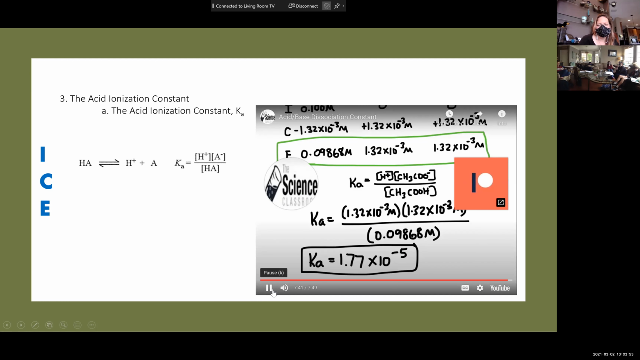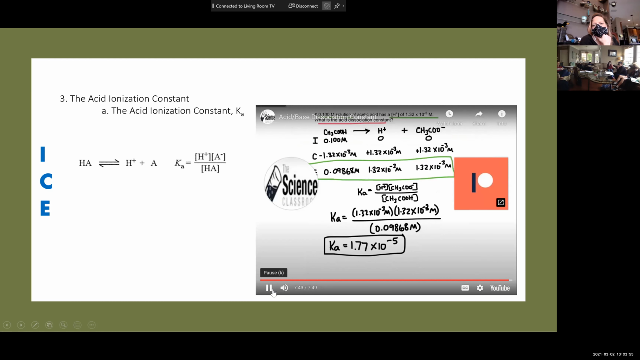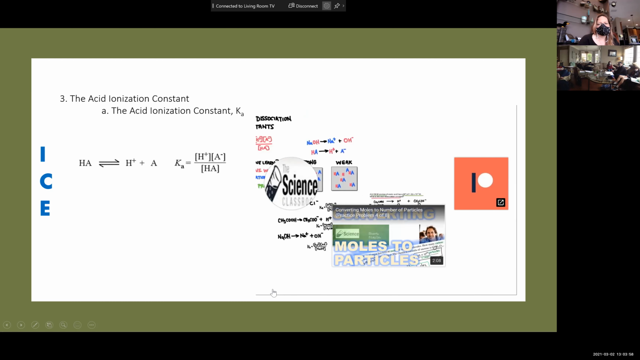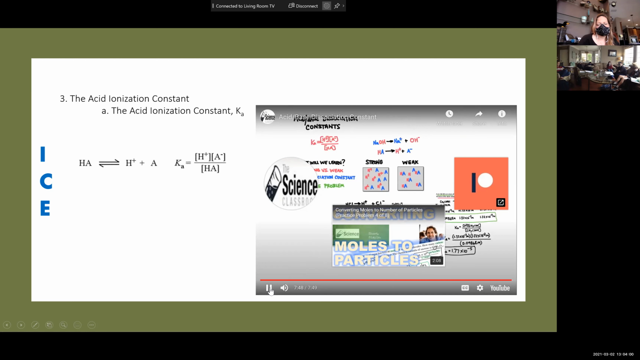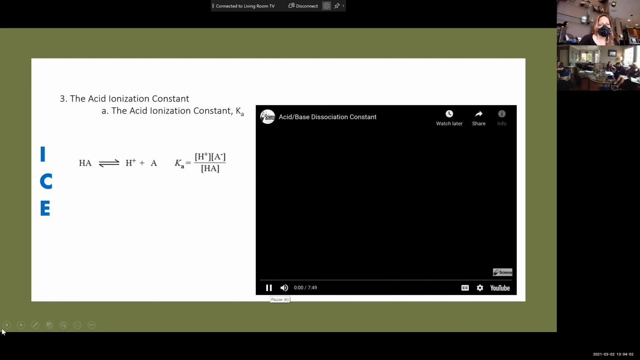Because it's a really small number, I know that acetic acid is going to be a weak acid and it's not going to dissociate very well. And so that is acid-base dissociation constants. That hopefully makes a bit more sense.